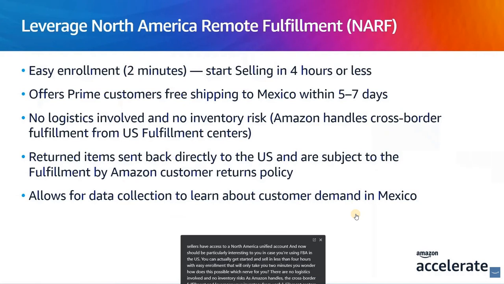If items are returned, they go back directly to the US. You also do not need to worry about VAT or tax implications, as the customer is the importer of record. And Amazon simplifies the payment of duties and taxes by estimating the amount due and adding it at checkout. Besides the low risk and low complexity of this expansion, it also allows you to collect data to learn about customer demand in Mexico, and to eventually decide about moving best-selling products into Mexico fulfillment centers, and to provide even faster shipping times to customers.